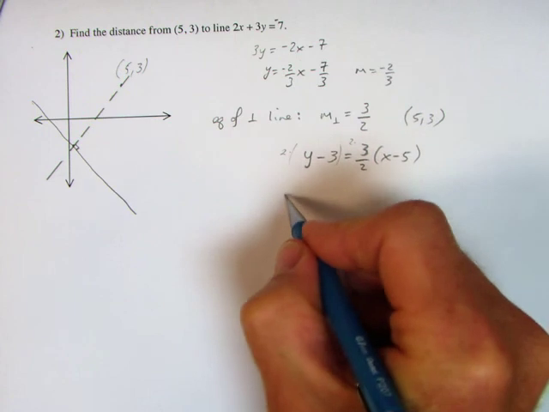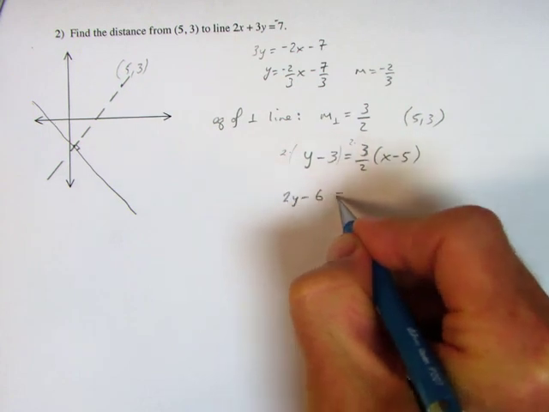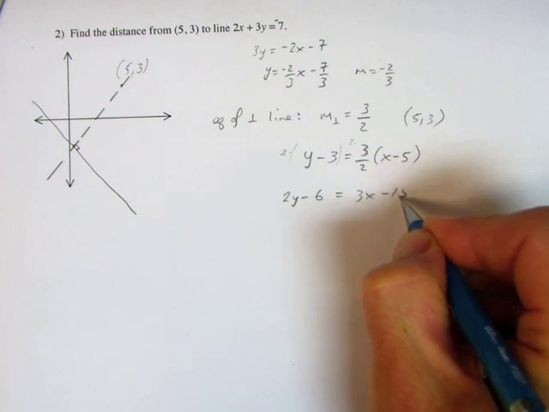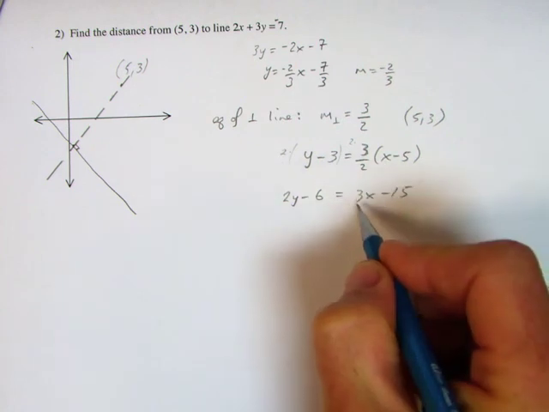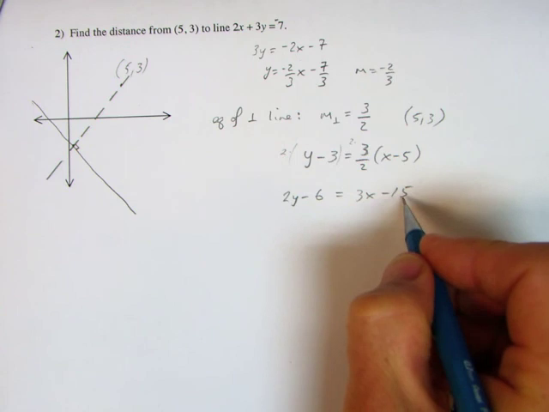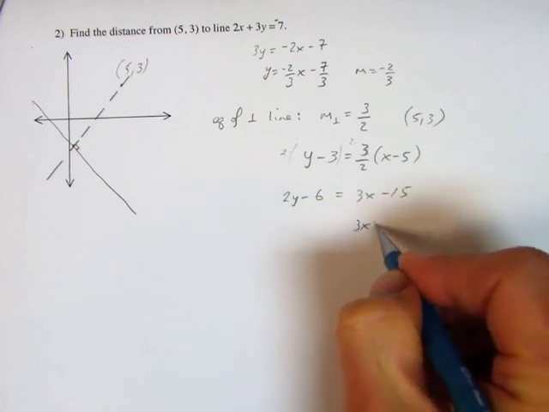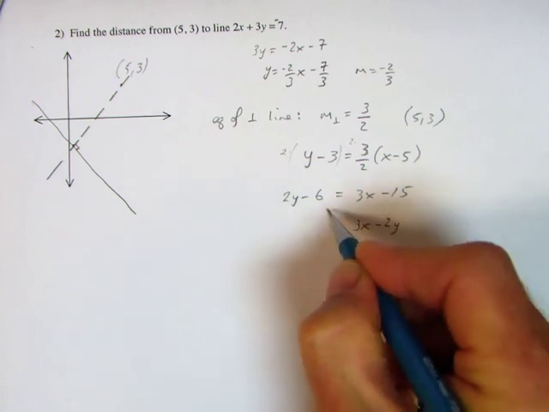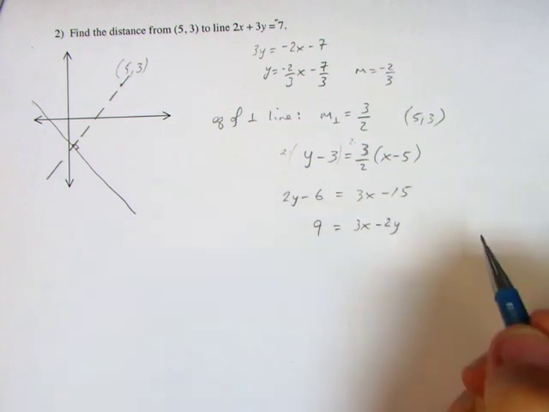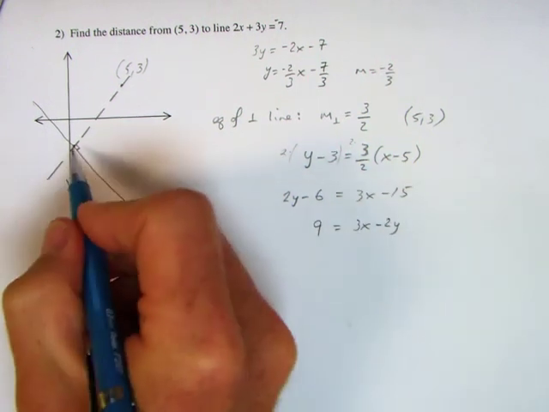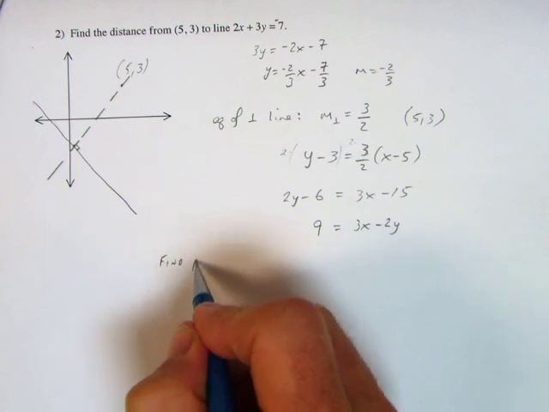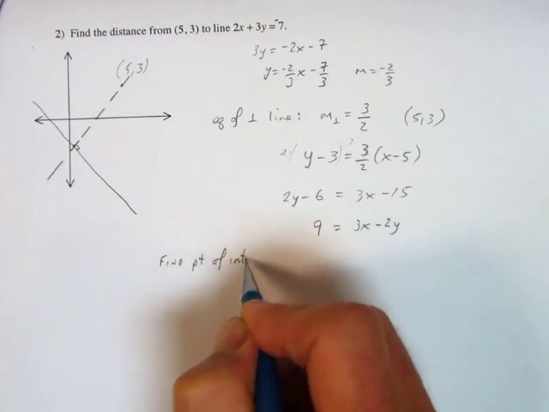The 2's distributed will be 2y - 6, and on the right side they'll reduce out to give us 3x - 15. Let's keep the x positive, so we have 3x. We'll move the 2y to the right, which makes it negative 2y. We'll add 15 to both sides, and that'll give us 9. So now we have the equation of our perpendicular line. Our next step is to find the point of intersection.